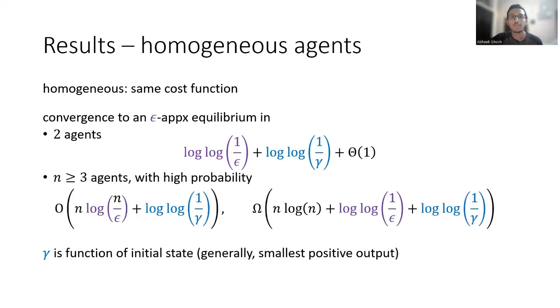For three or more agents, we have a lower and an upper bound. So with respect to gamma, which depends upon the initial state, our lower and upper bounds have the same dependency of log 1 by gamma. With respect to n, which is the number of agents, our lower and upper bounds have the same dependency, n log n. With respect to epsilon, our lower bound has a log 1 by epsilon dependency and the upper bound has a log 1 by epsilon dependency.